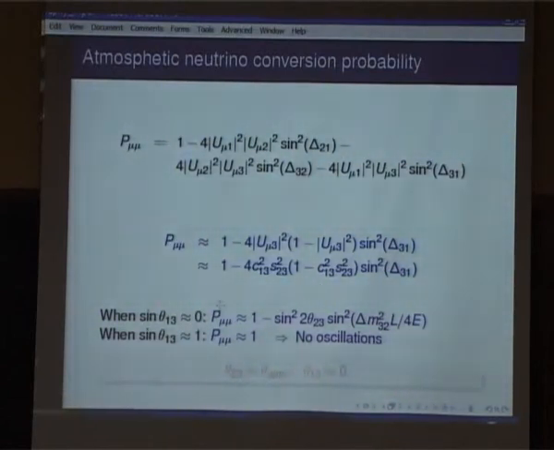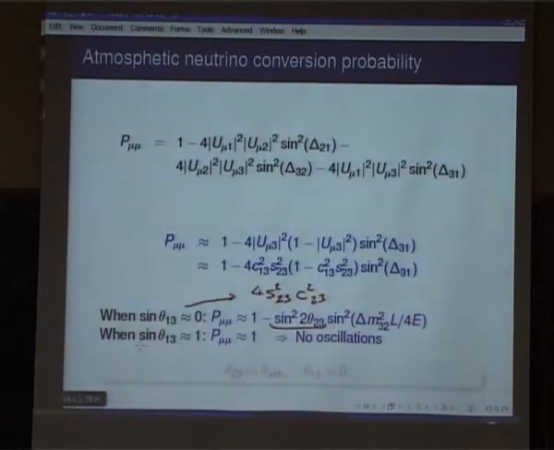So in this case, this will become 4 sine square theta 23 cosine square theta 23. This is 1 minus sine square. So this combination is sine square 2 theta 23. So if theta 13 was near 0, you would get P mu mu as 1 minus sine square 2 theta 23 times sine squared of delta 32.